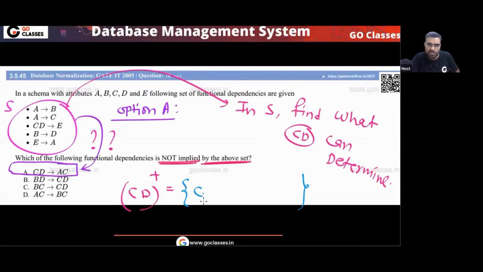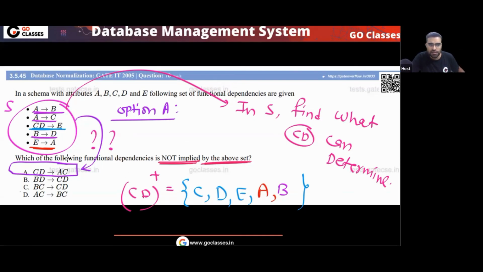Very simple. CD can determine CD by reflexivity. Okay, trivial functional dependency. What else? CD can determine E also. What else? E can determine A also, so you got A also. What else? A can determine B also, so you got B also. A can determine C also, you got C already. B can determine D, that you already have.